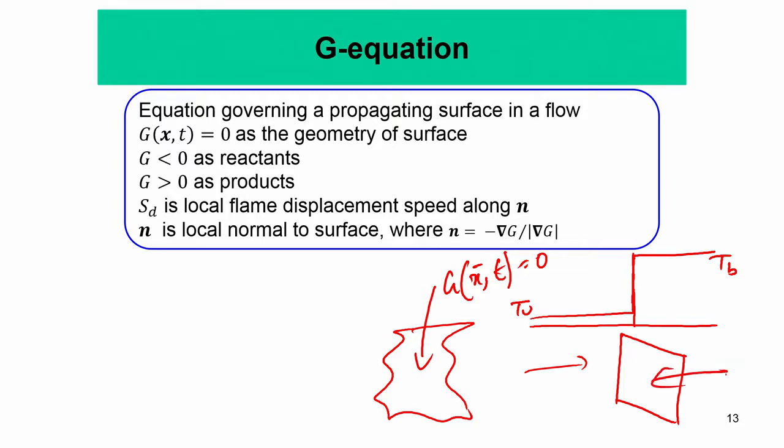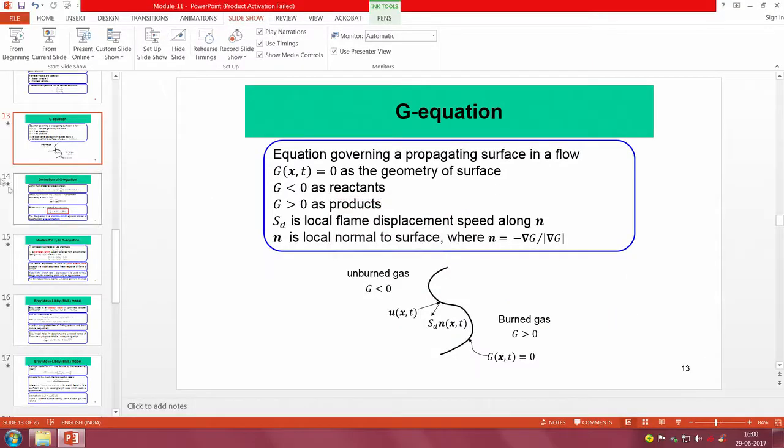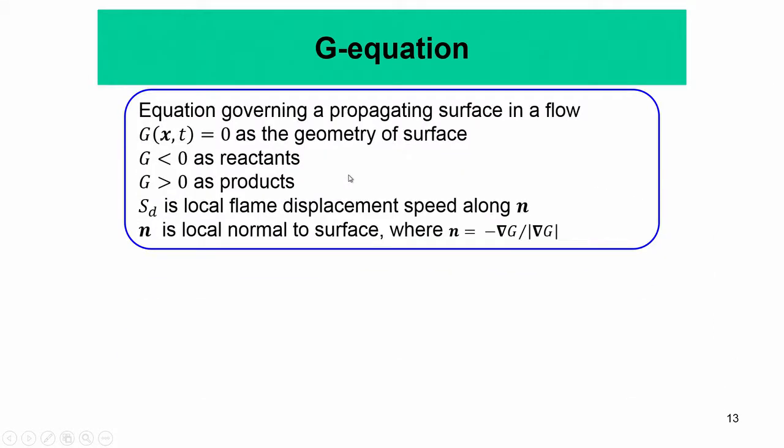Of course, this can also be described as G(x, t) equal to 0. Initially my surface was whatever it is, whether planar or convoluted, and it is described by my function G(x, t) equal to 0. So now this G is the flame surface, which is essentially a reacting propagating surface. Of course, in this G equation description we do not consider any reaction as such, but it is a propagating surface. We say that this surface is described by the level set value of 0.